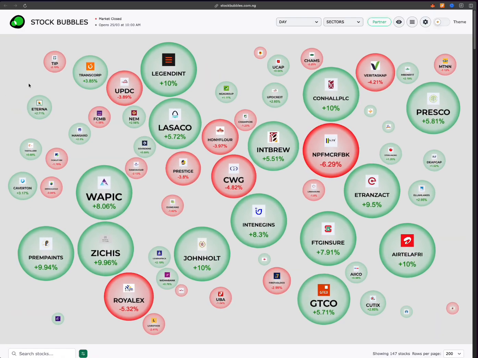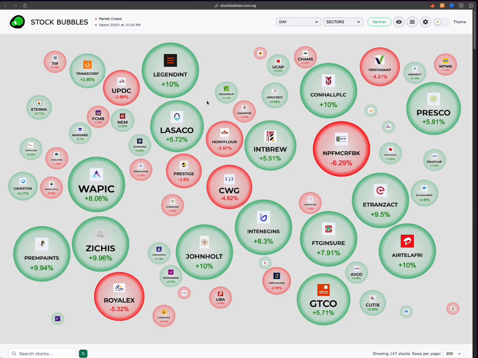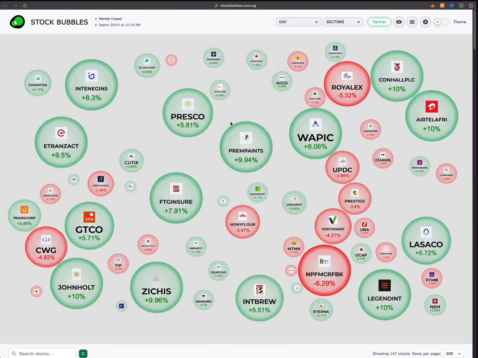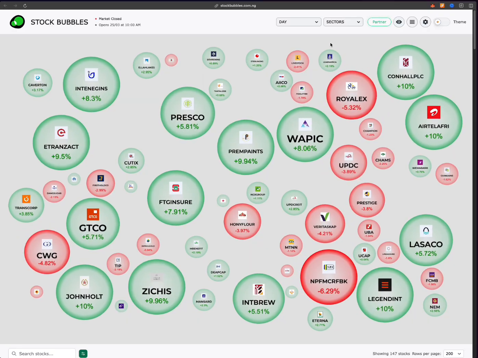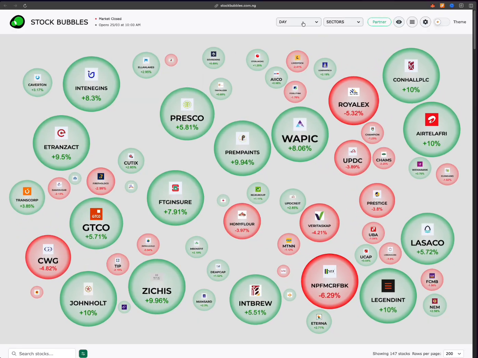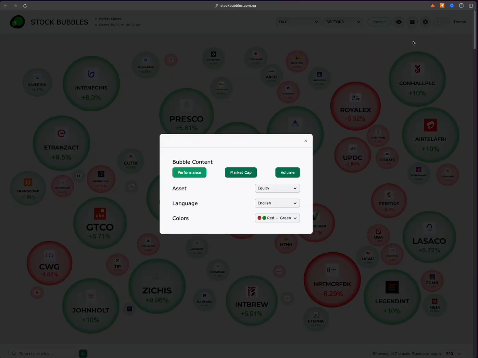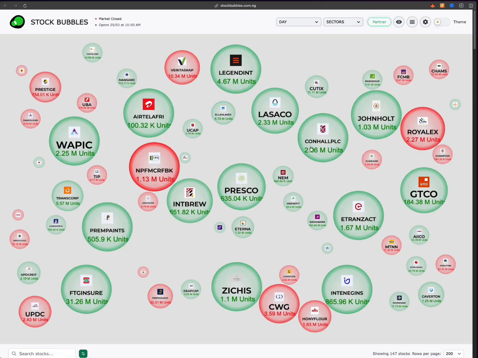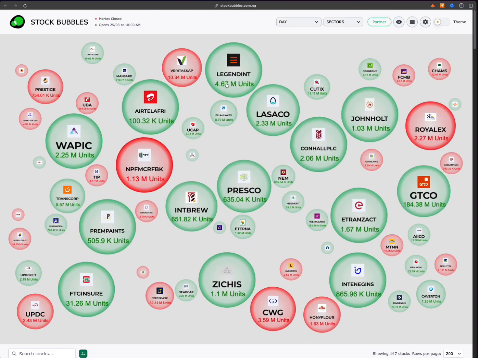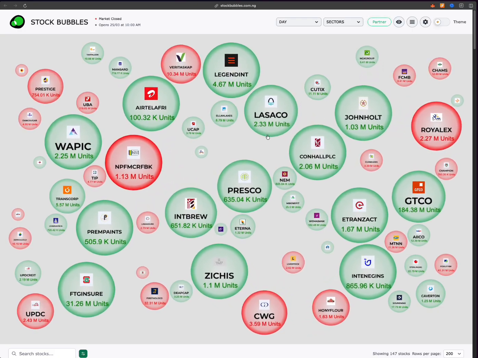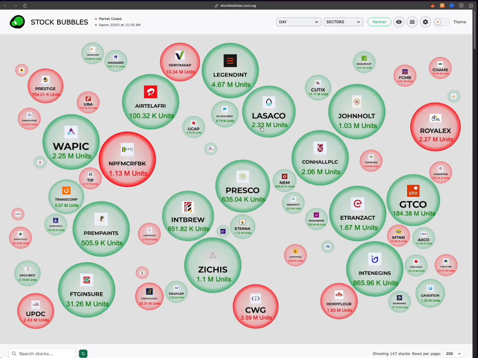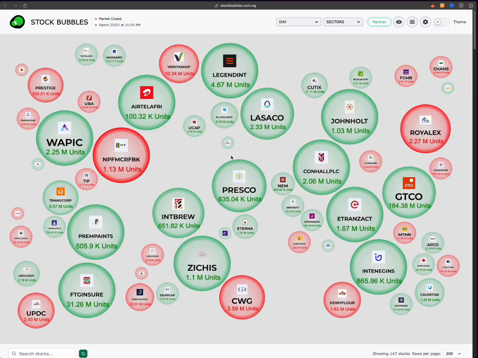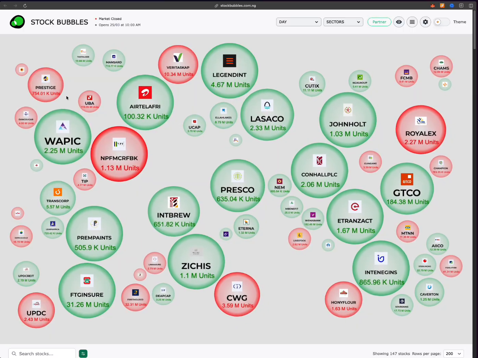Now with this platform, with stock bubbles, it's different. Why these bubbles are big is because the trading volume for that day was huge. So if you go to settings up here and you switch this from performance to volume, you see what that looks like. You see Legend did 4.67 million units. Lasaco did 2.33 million units. As you can see, it's a lot of volume. So because it's a lot of volume, the bubbles are big in a sense.